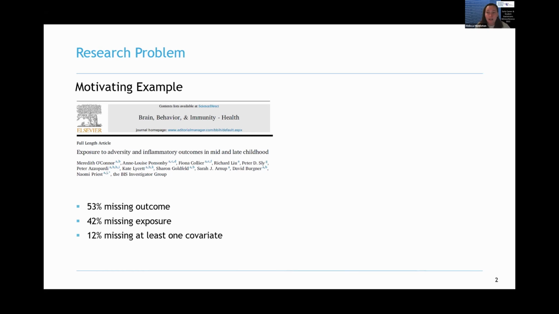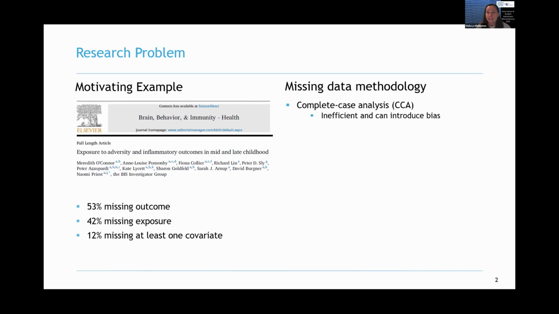Now we do need to think about how we handle this missing data during analyses. And so now I'll just talk through a couple of the methodologies that we can use. So the first is the complete case analysis. So here we're discarding any observation that has any missing data. So this is quite inefficient and can actually introduce bias in some settings.